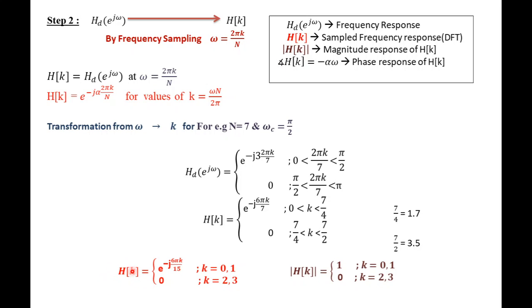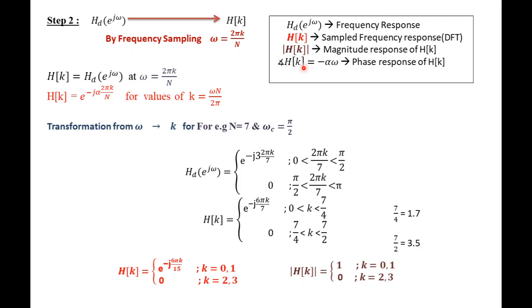The magnitude response of this H of k is given by, when you take the modulus of e power minus j and apply Euler's property, you obviously get the magnitude response as 1. So kindly note that modulus of H of k is the magnitude response of H of k. To put everything in a nutshell, Hd of e power j omega is a frequency response. H of k is a sampled frequency response or DFT, which is obtained from this frequency response, which is what we have calculated in step number 2. Modulus of H of k is the magnitude response of this H of k.